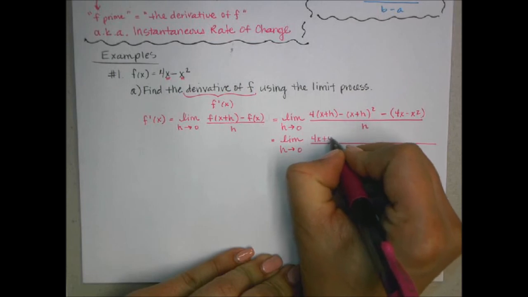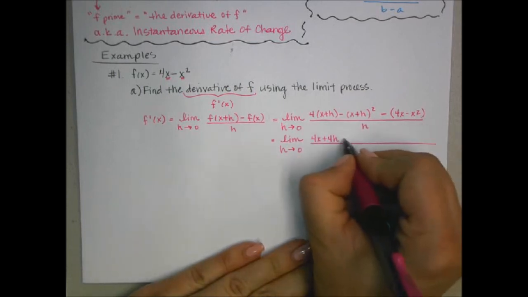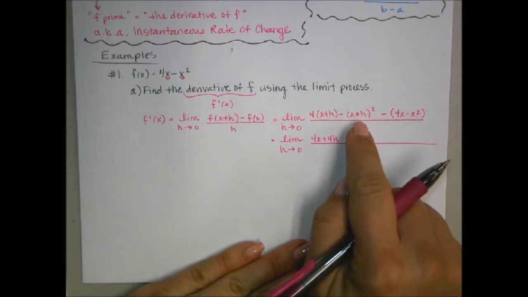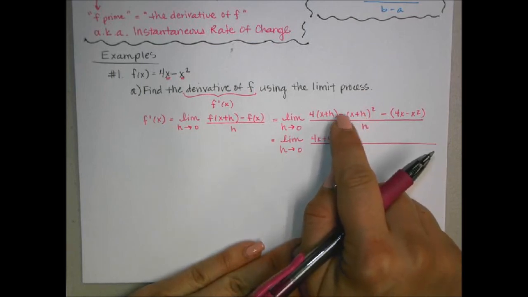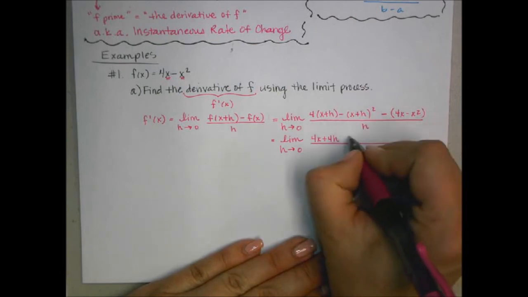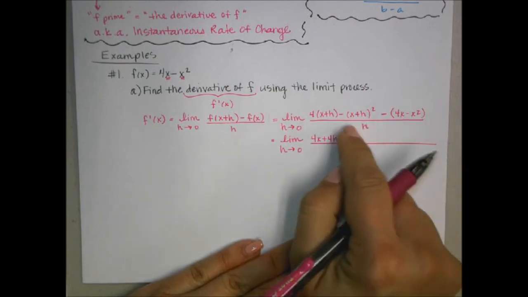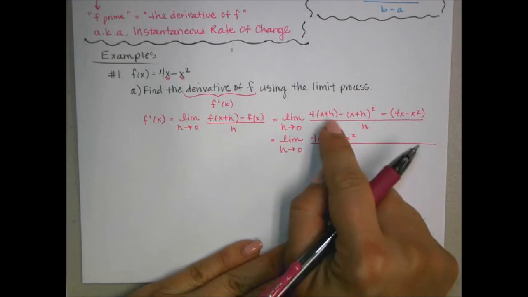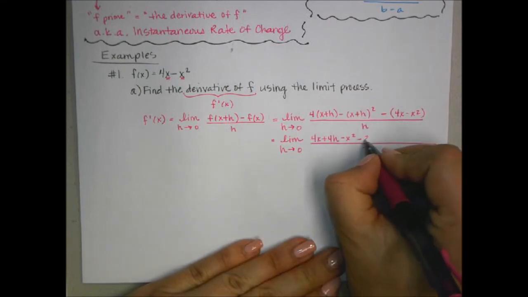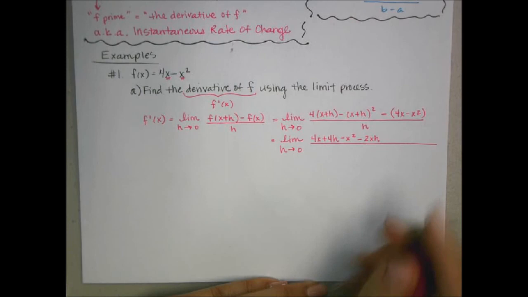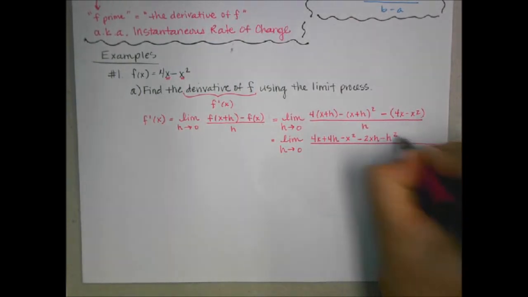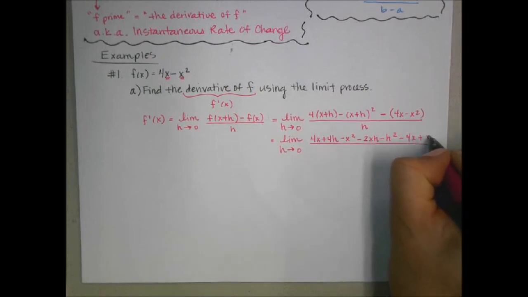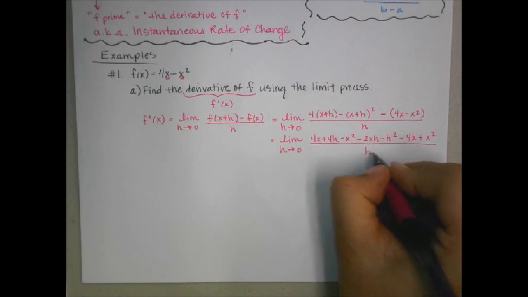4x plus 4h. Here, you want to be really careful to square x plus h. And if you want to distribute the negative as you go, make sure you do that. So x squared minus x squared. Then we'd get xh twice. Distribute the negative would be minus xh. And then we get h squared, and we distribute that negative. Okay? Minus 4x plus x squared. And it's all divided by h.